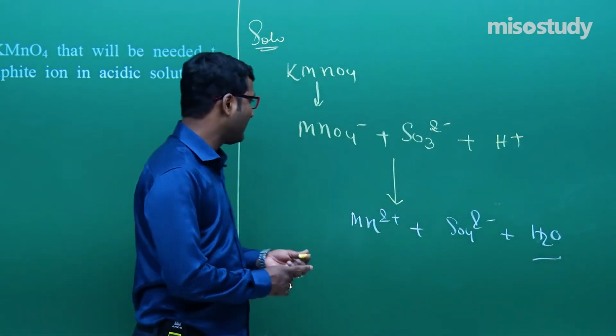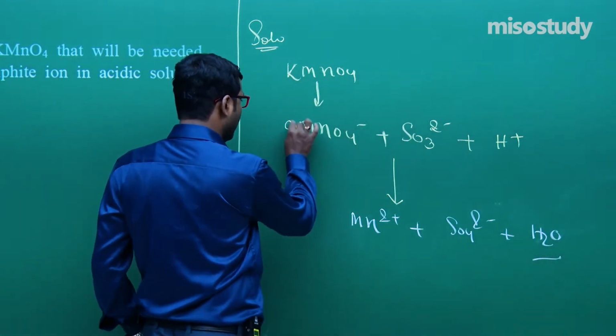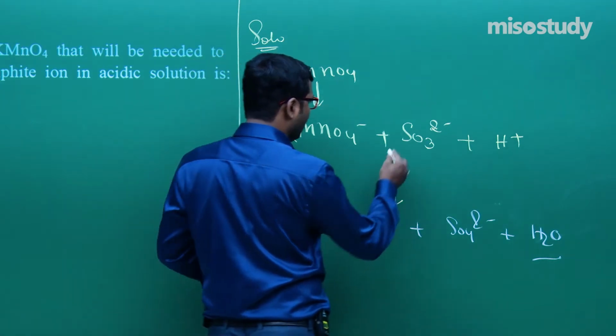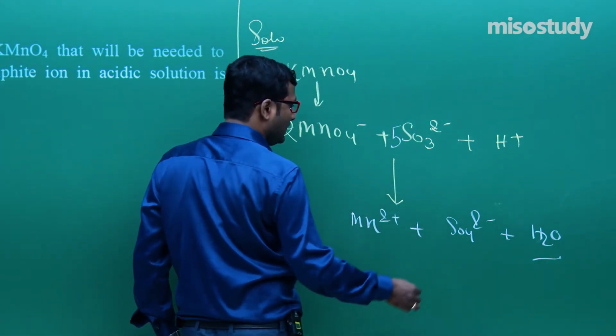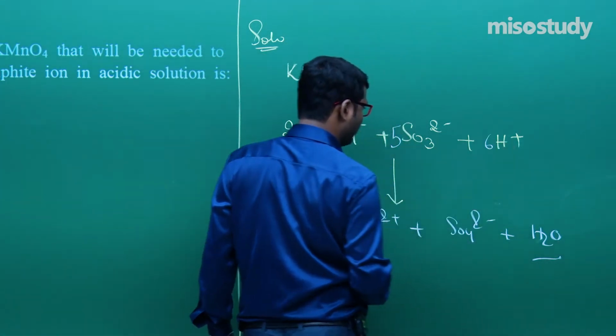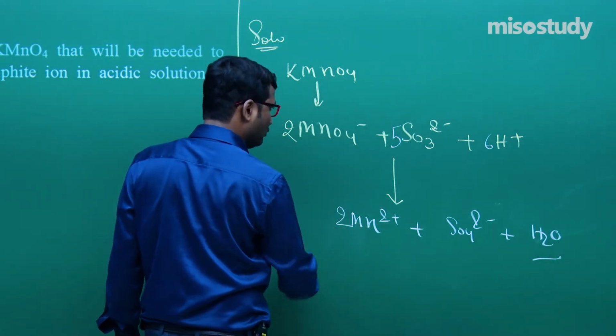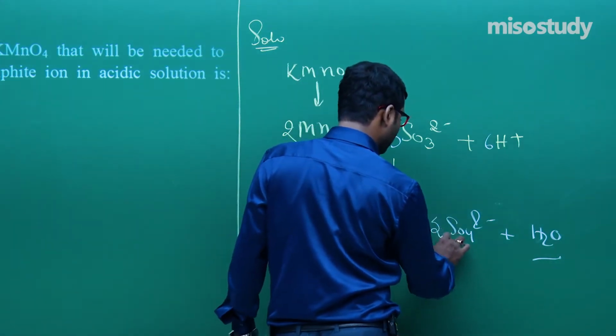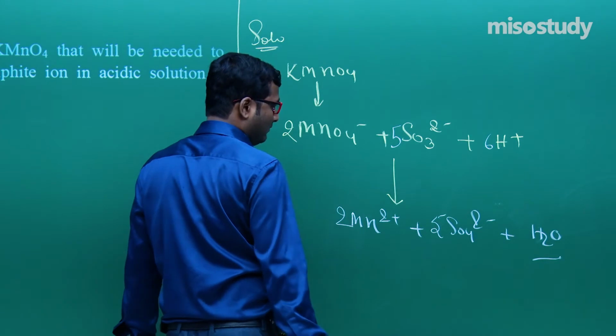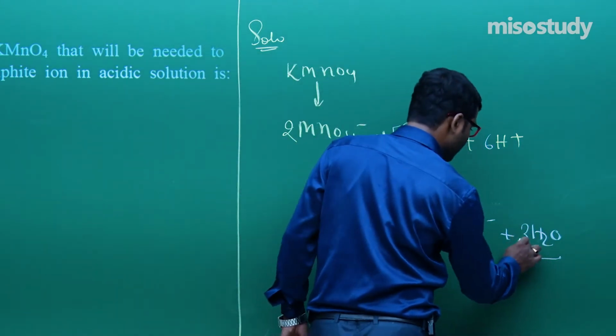This is the expression. Now balance it here: 2 MnO4 minus, 5 SO3 2 minus, then here 6 H plus. Put here 2 Mn2 plus, 5 SO4 2 minus, and 3 H2O. Now check it out.